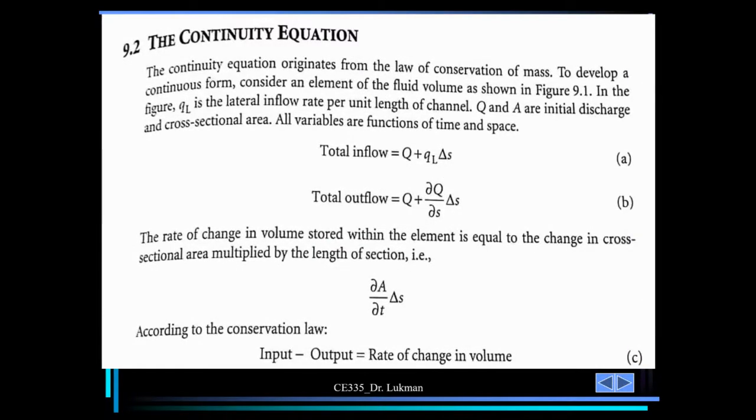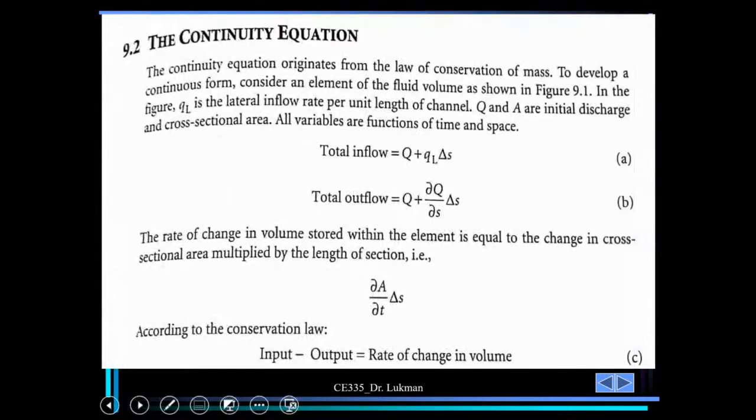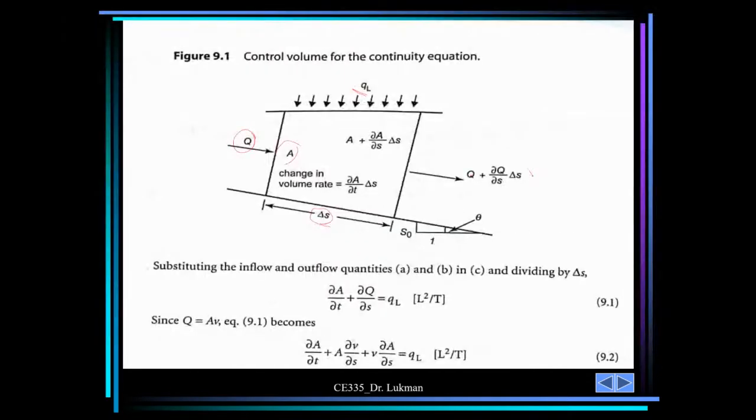So what is the total inflow? If you look at the total inflow, we have Q here and we have Q_L. This is the total inflow into the system. Q_L is the lateral inflow per unit length, so we multiply by the length, delta s, to give the total inflow. And then the total outflow is simply this.